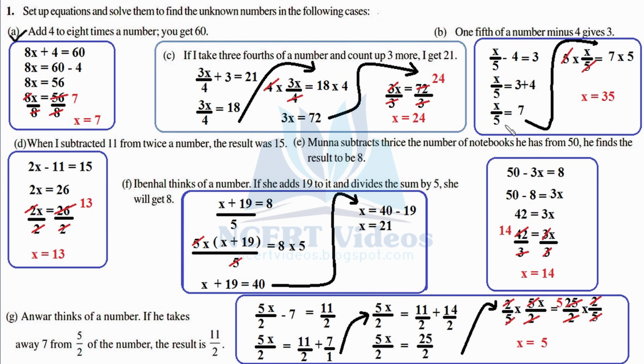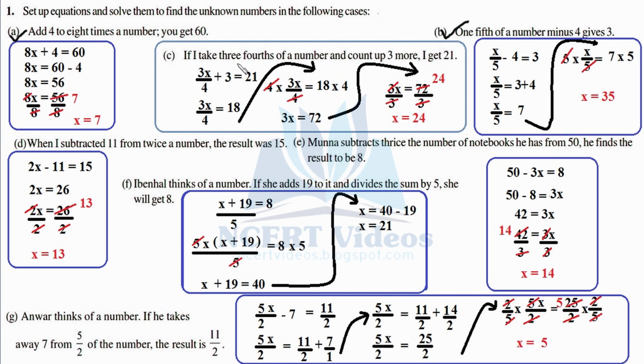x over 5 as it is. Get rid of this 5 in the denominator. So we have to multiply by 5 on both sides so that our value doesn't change. 5 cancels, 7 5 is 35, x equals 35. So now let's check it. Place 35 here, 1 5 is 5, 7 5 is 35, 7 minus 4 is 3. Therefore 3 equals 3, hence correct.